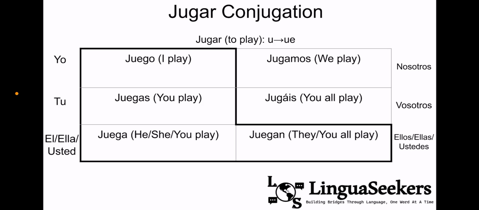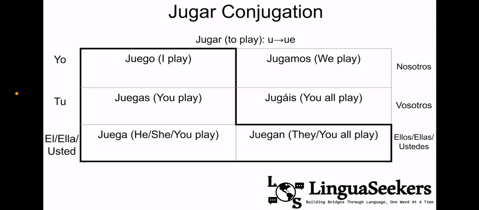We see the same thing in the conjugation for jugar, which means to play. And this is a stem changing verb from u to ue. So instead of saying yo jugo, we say yo juego, which means I play. Tú juegas, you play. Él, ella, usted juega. He, she, you formal play.